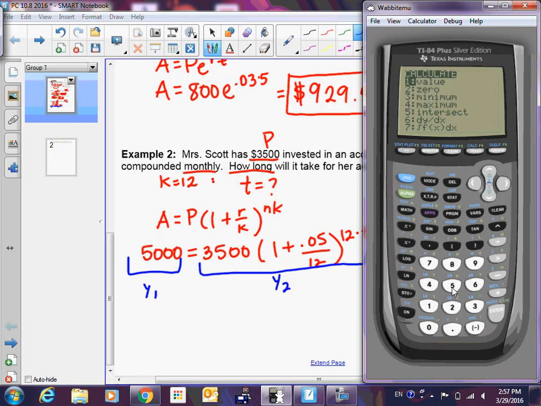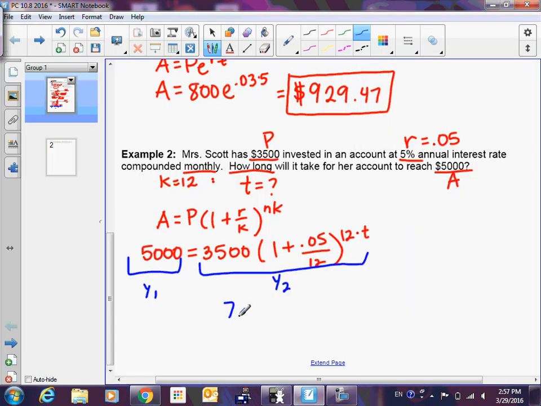So second trace 5, enter, enter, enter. I can see it, so there's my intersection right there. Now this is not talking about money, so we do need to round to 3 decimal places here. It's always 3 decimal places, except when you're doing money, then you can go to 2. But if you went ahead and went to 3 up here, that would be fine.